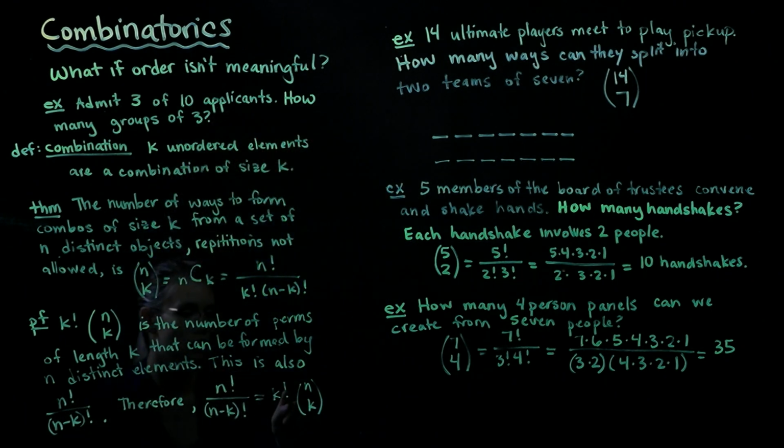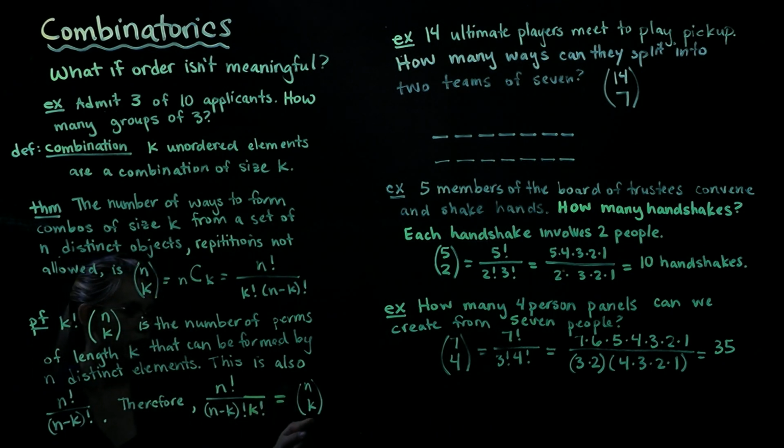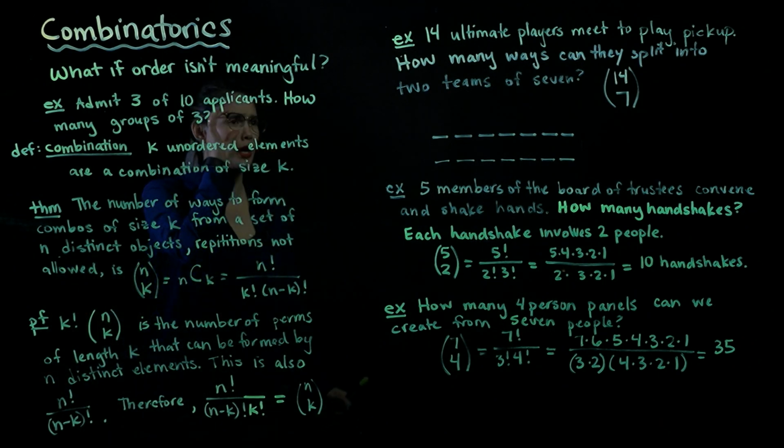So if we take k factorial and divide it over, we get n choose k is equal to n factorial divided by n minus k factorial times k factorial. Okay, so let's apply this to a couple of examples.